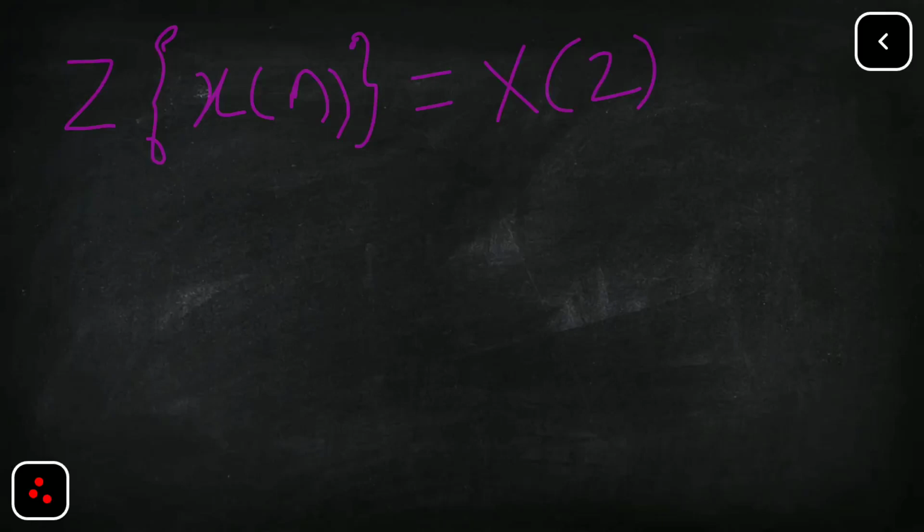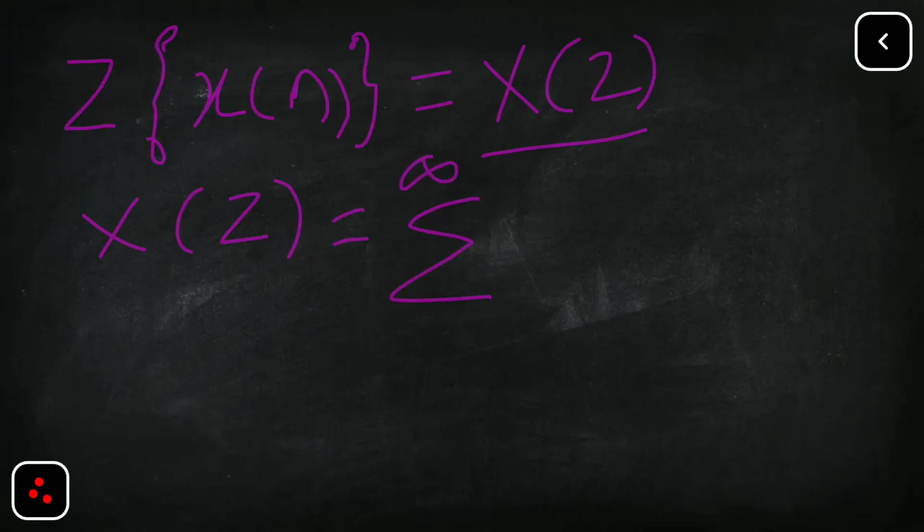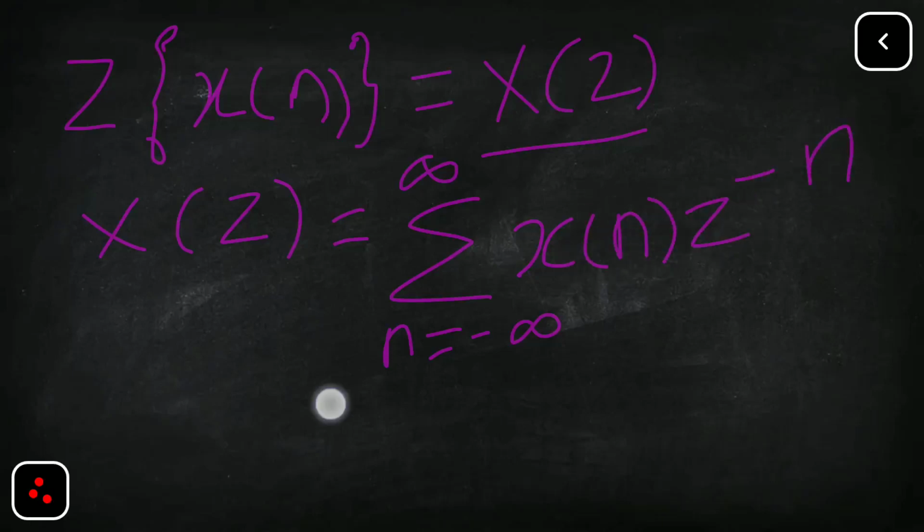So your z transform of x of n is equal to what? That is your x of z, right? So now what is x of z? Your x of z is equal to summation, n equals minus infinity to infinity, x of n into z to the power of minus n. So here we are writing it in terms of n, right? I guess you got it.